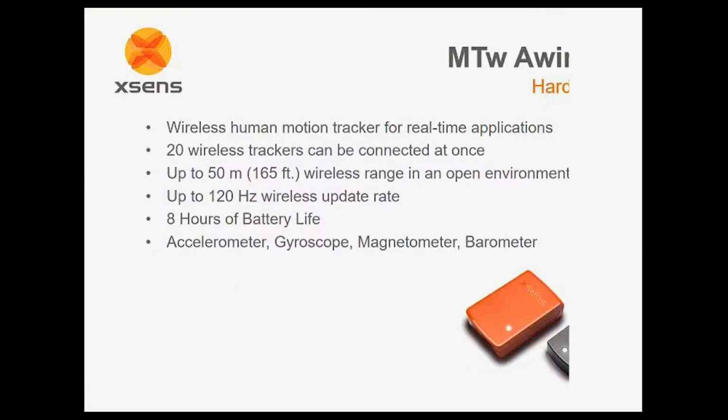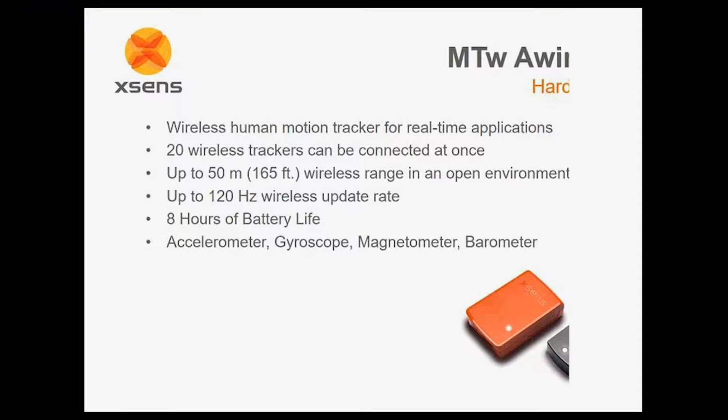All right, so just a little bit about our hardware and what we can do with that hardware. These are wireless human motion trackers, and these are individual IMU units. You can have one tracker connected, or you can have up to 20 wireless trackers connected to our receiving station at one time. You have up to a 50-meter wireless range in an open environment, and within the office space, you get about 25 meters of wireless range.